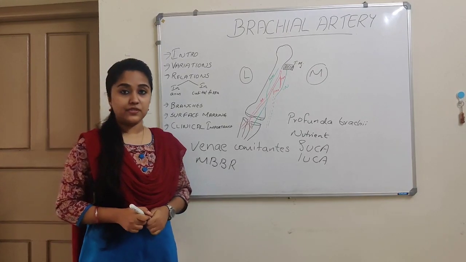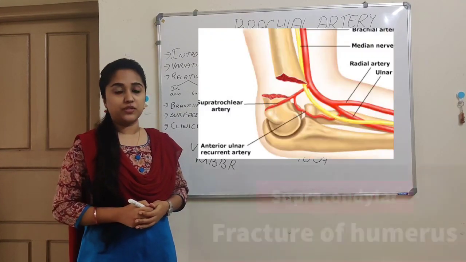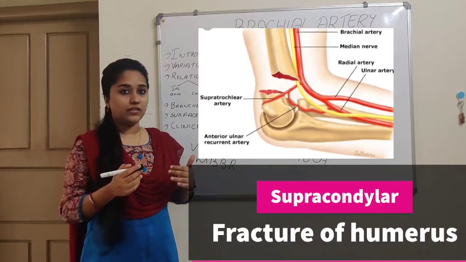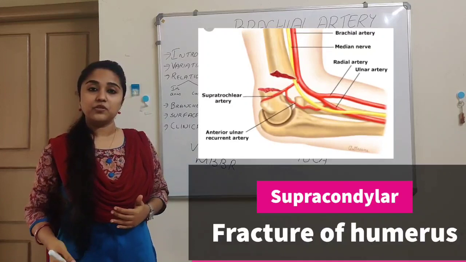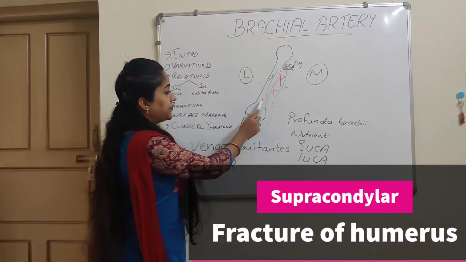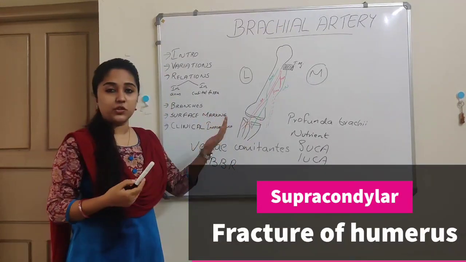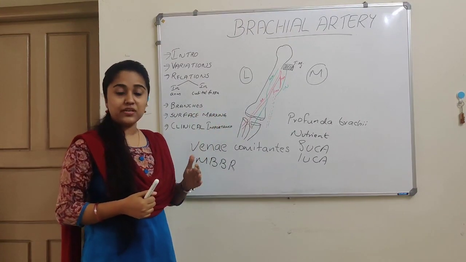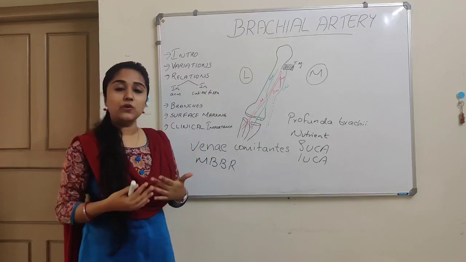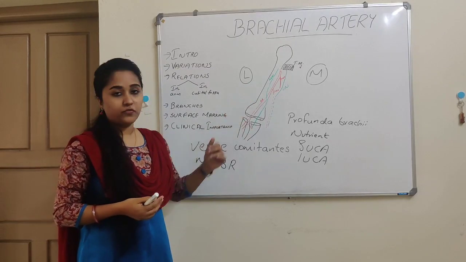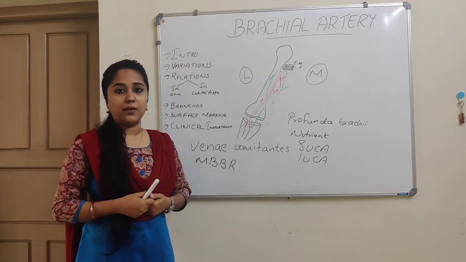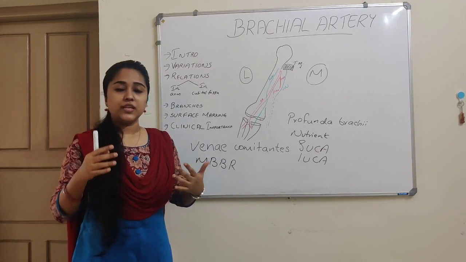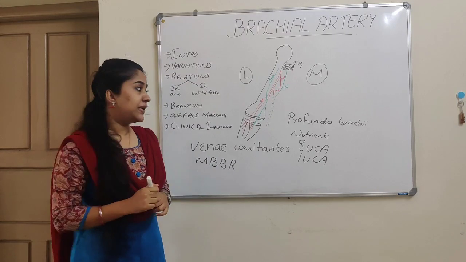Another important applied aspect is the supracondylar fracture of the humerus. Here, the fracture occurs just above the condyles of the humerus. If the fracture occurs in this region, the proximal segment of the humerus pushes on and compresses the brachial artery. That will lead to loss of blood supply to the flexor muscles of the arm. And if the blood supply is completely lost, that can lead to 5 P's.